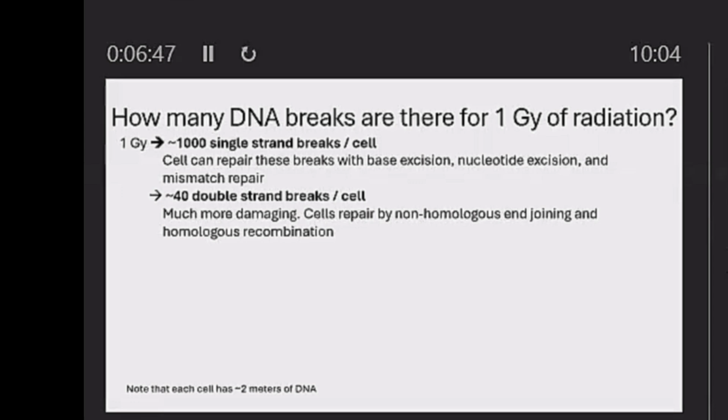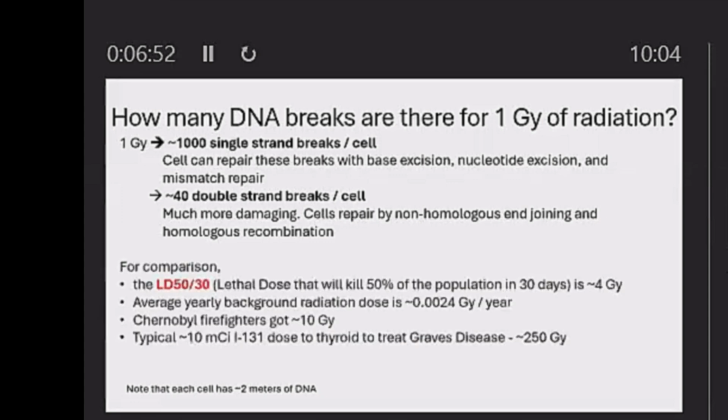Question is, how much is one gray of radiation? To get a rough feel of how much one gray is. Well, the LD50/30, that's the lethal dose that will kill 50% of the population, is about 4 grays. Average yearly background is 0.0024 grays per year, 2.4 milligrays. The Chernobyl firefighters that Elchin talked about, they got about 10 grays on average.